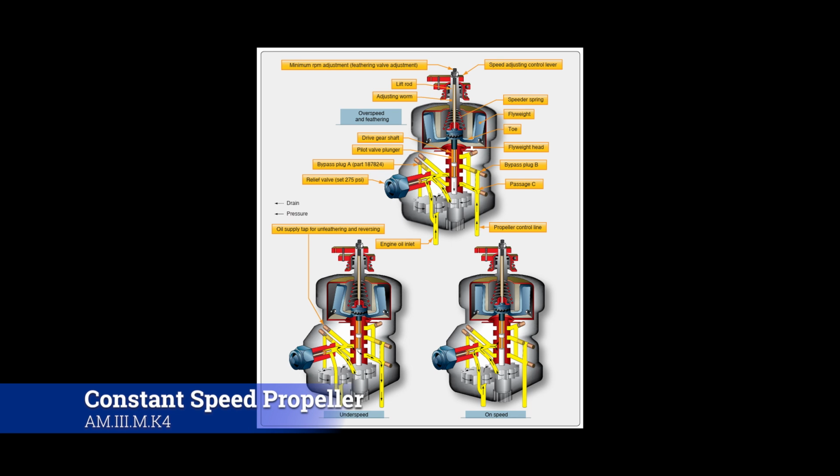Now, that speeder spring that we talked about opposes the governor's flyweights' ability to fly outward during turning. So as the propeller spins, the flyweights want to fly out. Well, the speeder spring pushes down on them and prevents them from doing that. So in order for the flyweights to get out, the propeller has to go faster and faster to increase the amount of centrifugal force on those flyweights to overcome the spring tension of the spring itself.